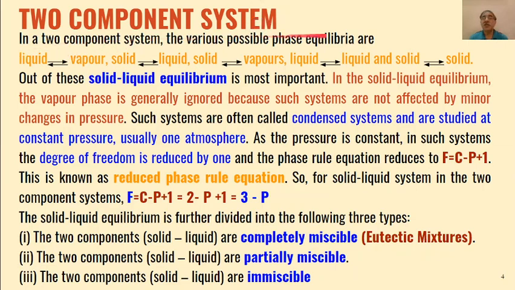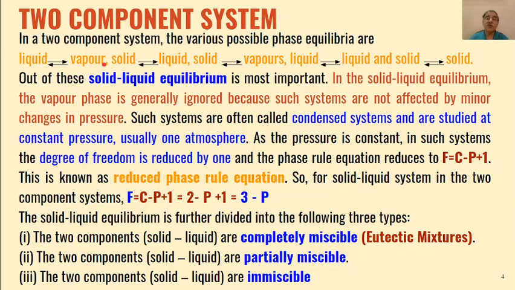And these are the different types of equilibria which are present in two component systems. That can be liquid-vapor equilibria, solid-liquid equilibria, solid-vapor equilibria, or liquid-liquid or solid-solid equilibria. Liquid-liquid means the liquid phase of one component in equilibrium with the liquid phase of the other component. Solid phase of one component in equilibrium with the solid phase of the other component. So these are the various equilibria which are present in a two component system.